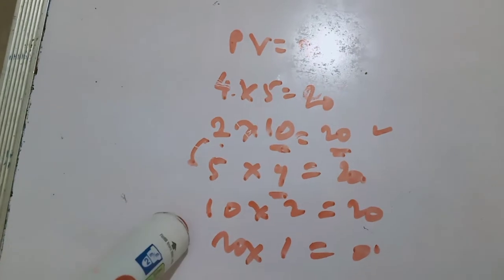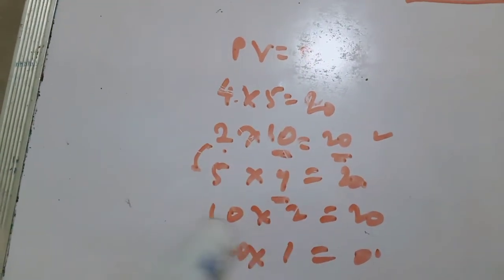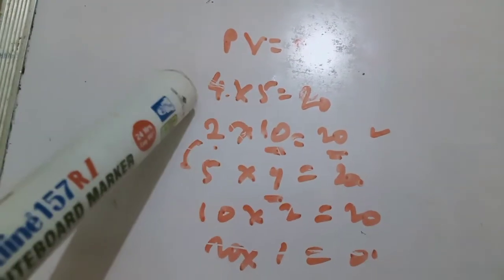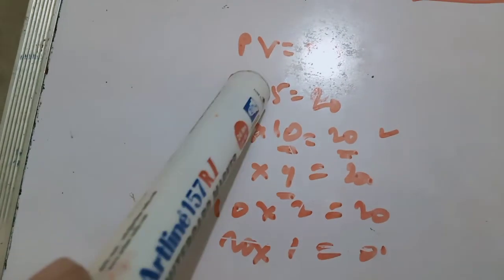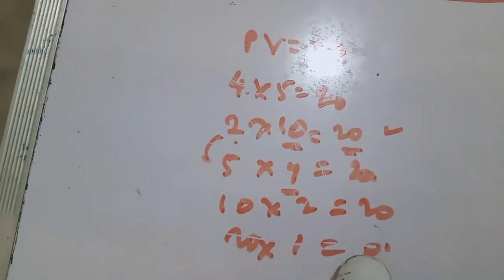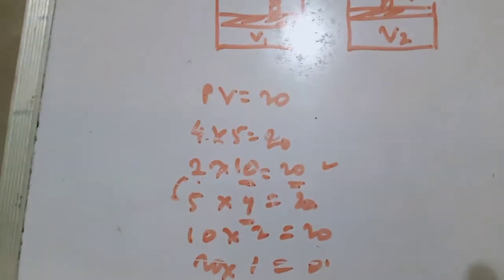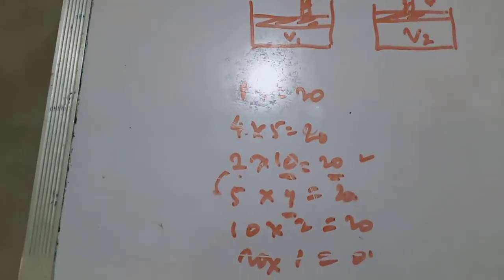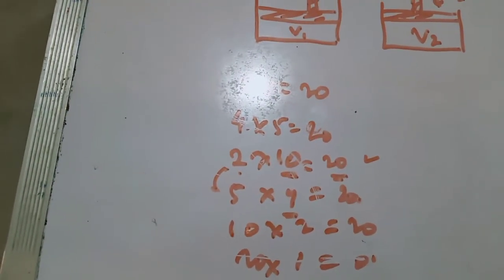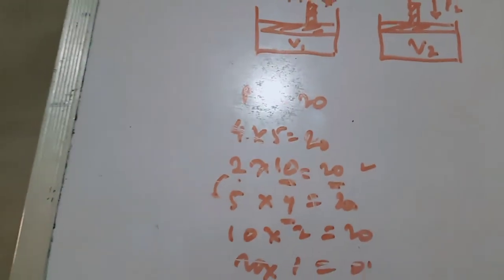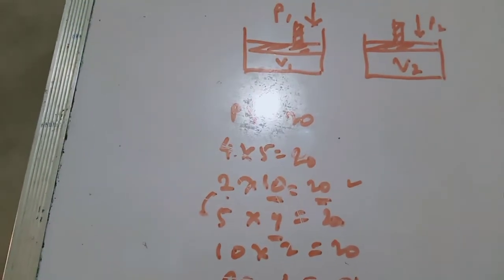If 2 is increased to 10, the 10 will get decreased to 2, so that the product is 20. If 4 gets increased to 20, 5 will get decreased to 1 to get 20. That means the product of pressure and volume will always remain the same. So PV is equal to constant. This is Boyle's law. This is called PV is equal to K.